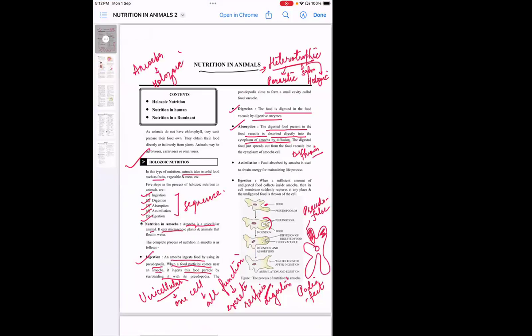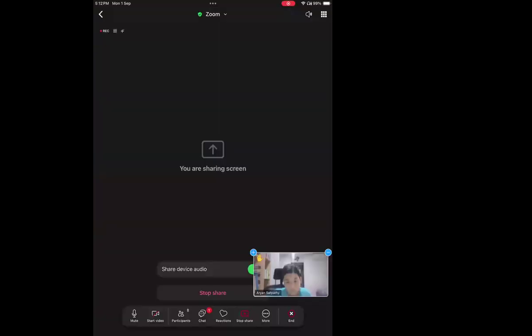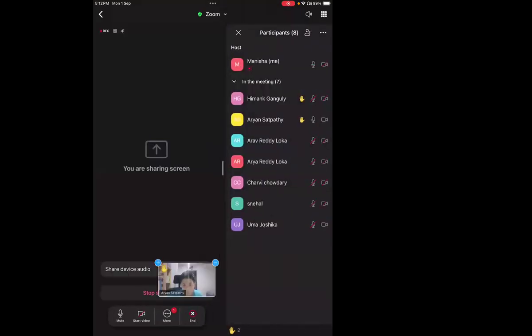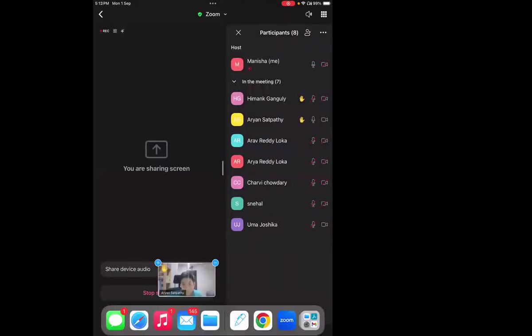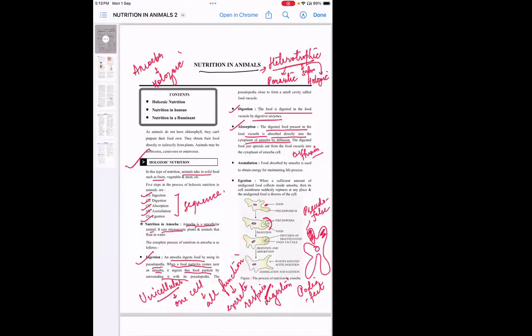The only difference is that in the case of the amoeba, they are unicellular. They are made up of one cell, but in spite of that, they are doing each and every function. Whereas coming to humans, we have trillions of cells. So in our trillions of cells, what happened? They have divided the work.